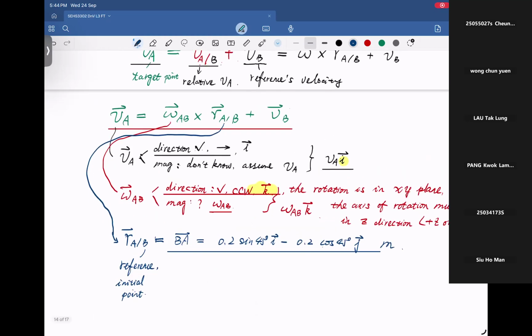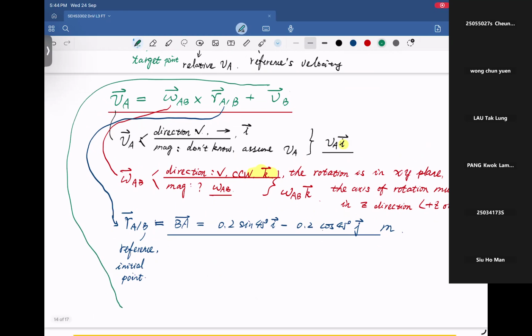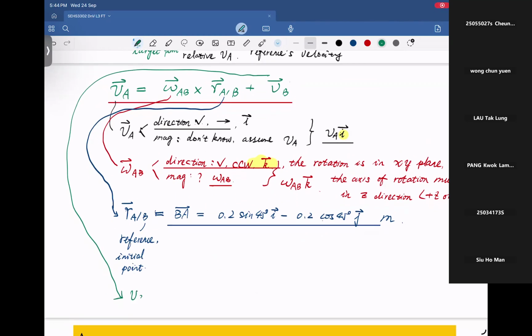The last one is VB. We just use the green color. We talk about VB. Do we know the direction?